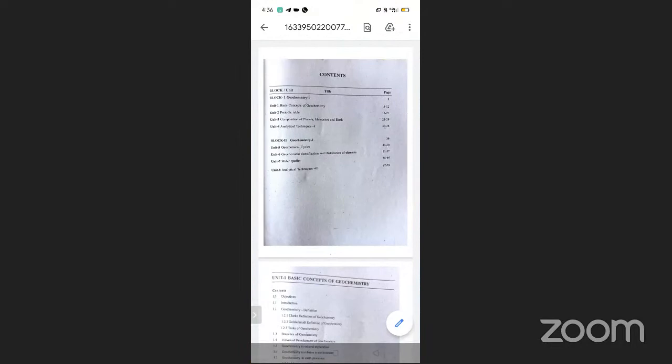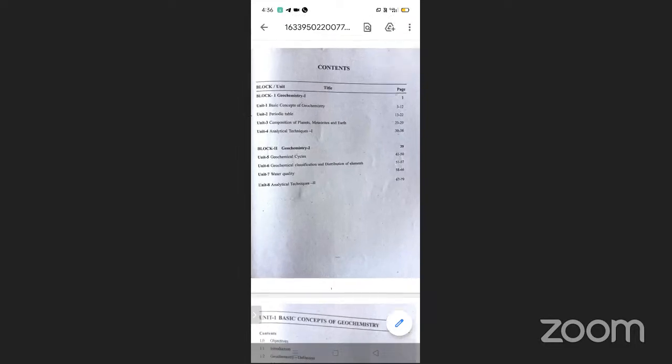Yesterday we discussed skill enhancement course 1, that is remote sensing, GIS, and GPS. Today we are going to discuss skill enhancement course 2, that is geochemistry. In geochemistry, we have 4 units again. We'll just discuss the outline of all these topics, but actually we have no time.